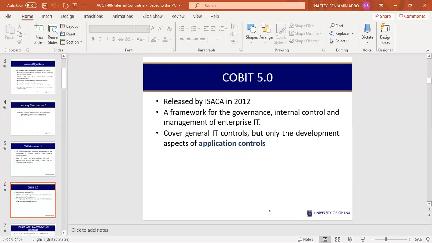And then COBIT is actually designed for information technology controls. It was released by the AIS in 2012, and is a framework for the governance, internal control, and management of enterprise IT. So it covers general IT controls, but only the development aspect of application controls. What we mean is that this framework covers the general control aspect, but has only developed aspects of application controls.